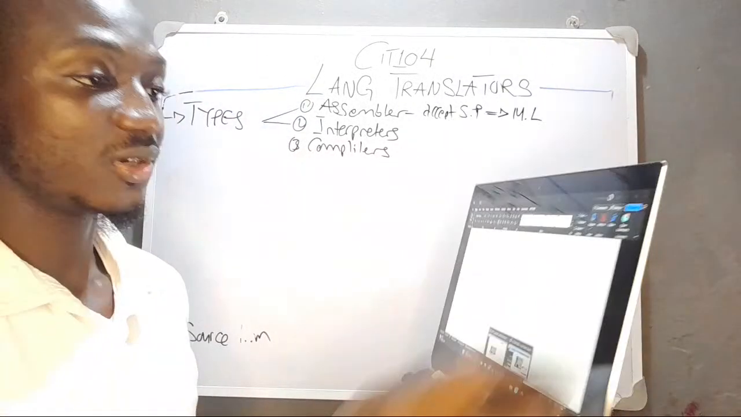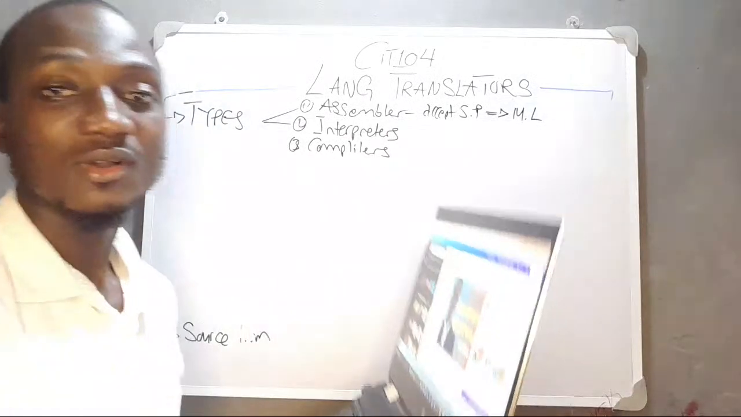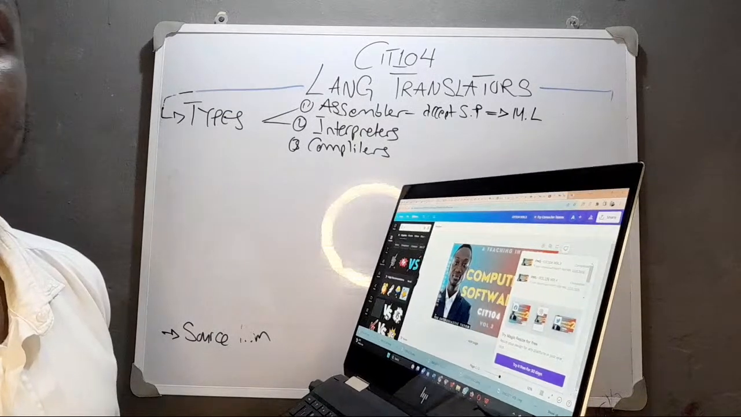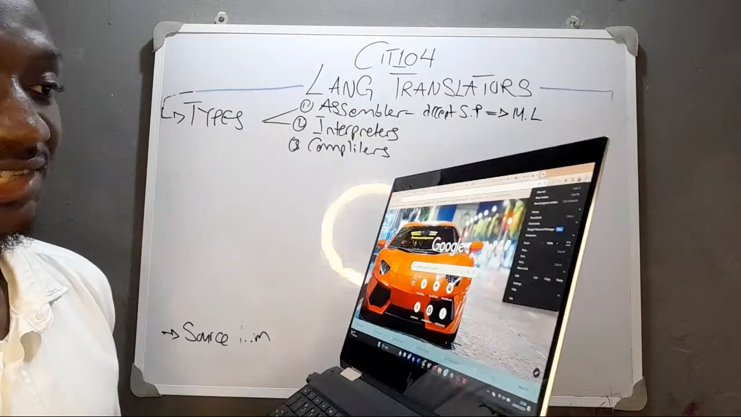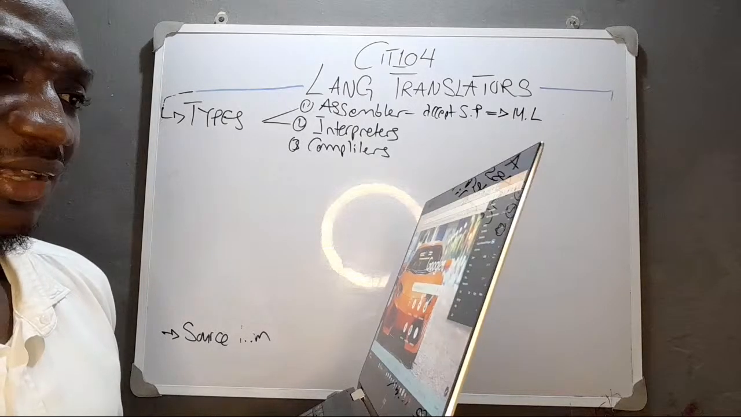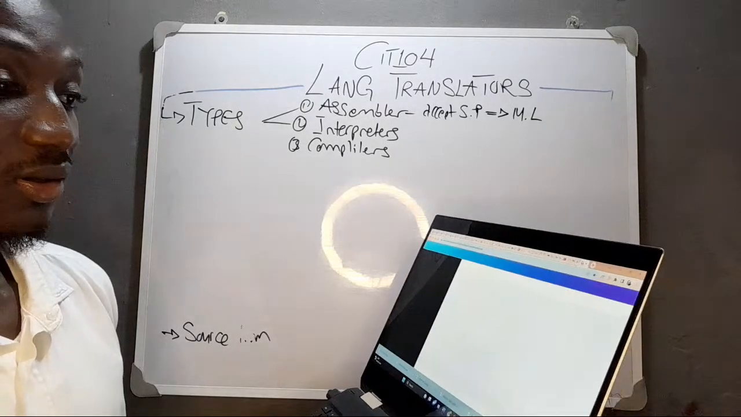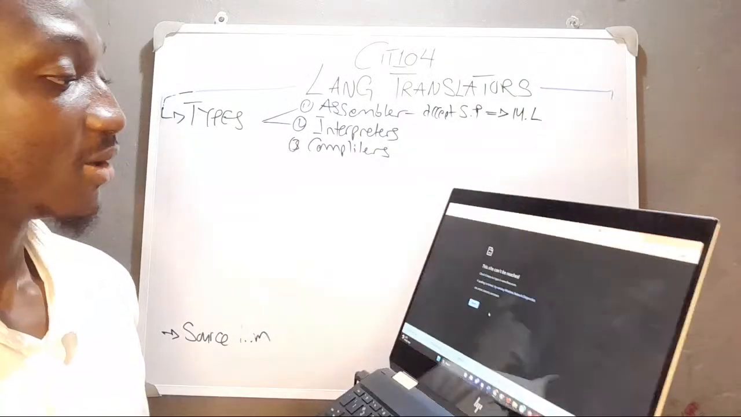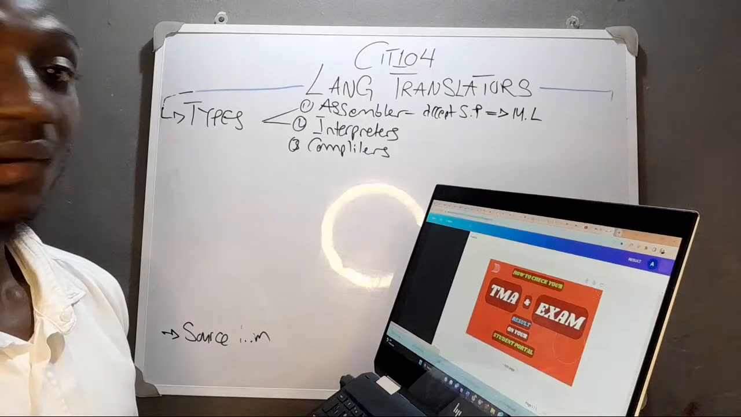Now, I think I should be able to show us something here on my system about source code. I think we can see it. Now let me open a new page. Let me enlarge, let me make this bigger. Let me go to Google. Okay, now let me open our portal. What's wrong with this one? I want to show us.